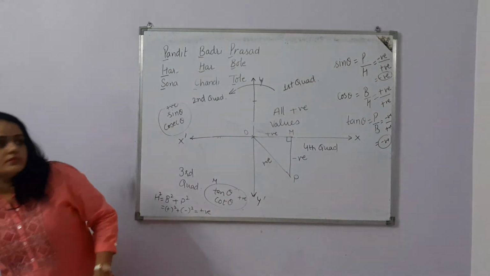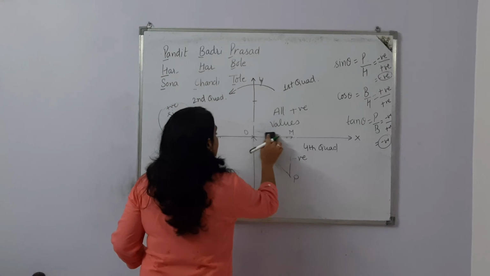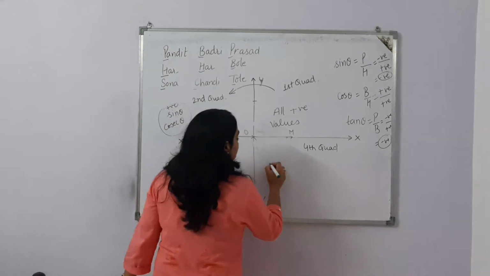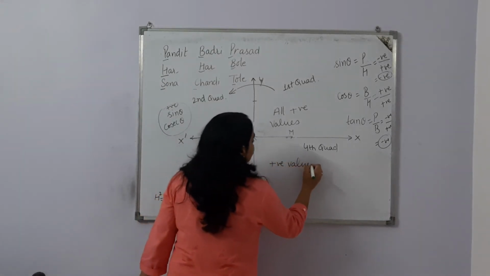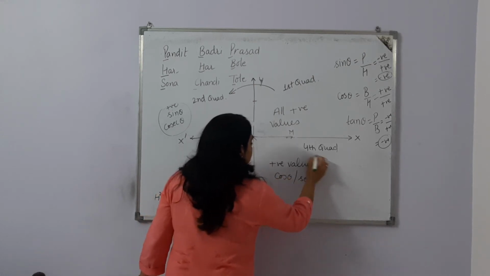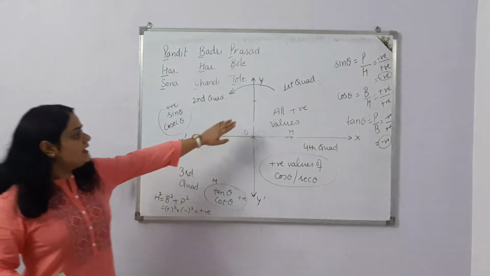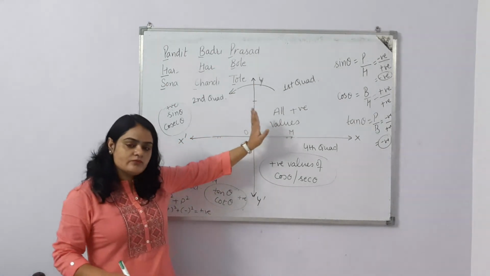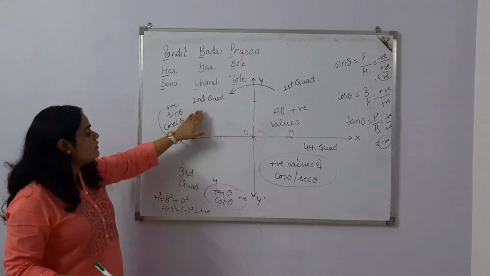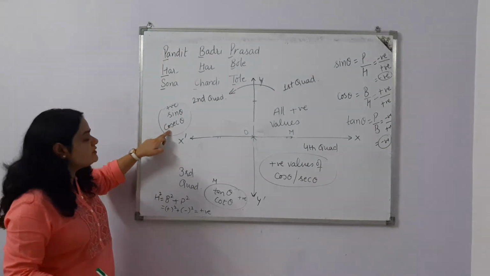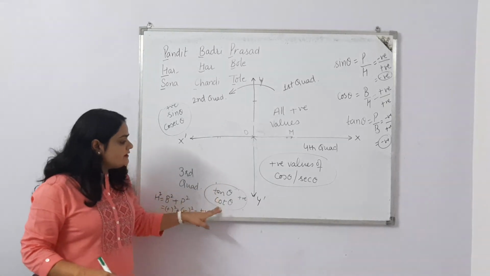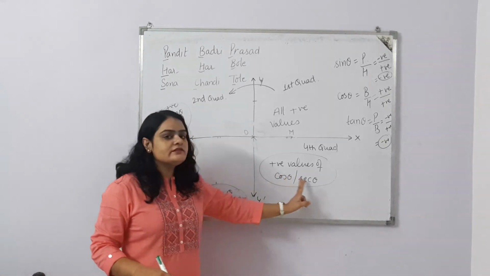So that means in fourth quadrant you are getting the positive values of cos theta or secant theta. So in first quadrant we are getting positive values for all trigonometric ratios, but in the second quadrant we are getting the positive values for sine and cosecant only, and for the third quadrant we are getting the positive values for tan and cot, and fourth quadrant we are getting the positive values of cos and secant.